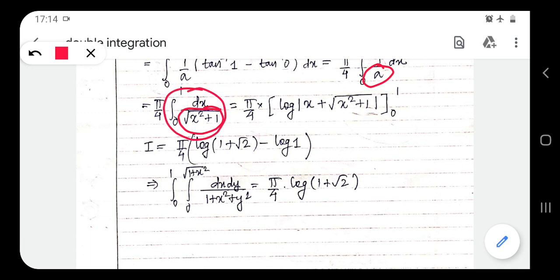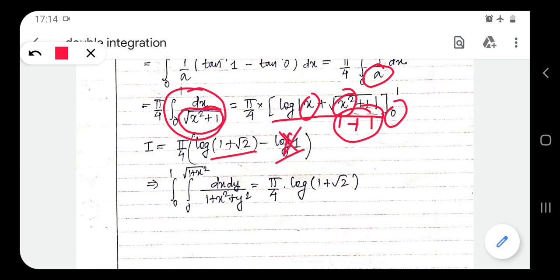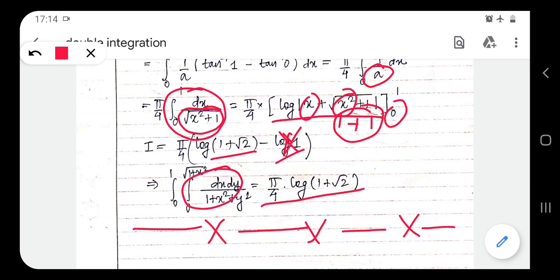Integration of this thing is log of x plus under root x square plus 1. Then I'm going to put the limits. x is equal to 1, and this is 1 plus 1, so this is 2, under root 2, and log 1. Once you put 0, it is log under root 1, so log 1 is 0, so this is gone. So this says that the integration of this thing is pi by 4 log of 1 plus root 2. This is all about double integration. Thank you so much.